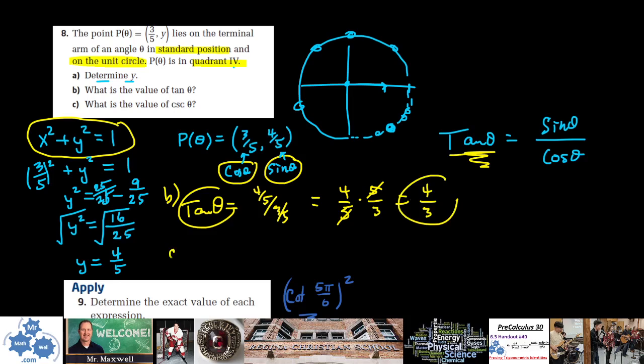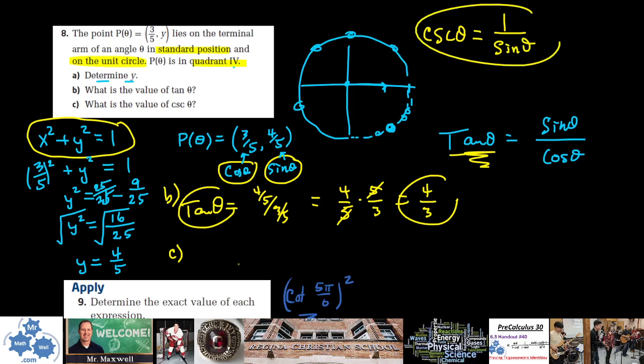And finally, we'll do C here. What is the value of cosecant theta? Cosecant is 1 over, let's see, we talked about this earlier today. 1 over sine. Good, that was quicker. That's good. These ones you got to know too. Sine, cosecant, cosine, secant, tangent, cotangent. Those are the reciprocal identities. All right. So C, 1 over sine. Sine is 4/5. So 1 over 4/5. The cosecant theta is actually 5 over 4.